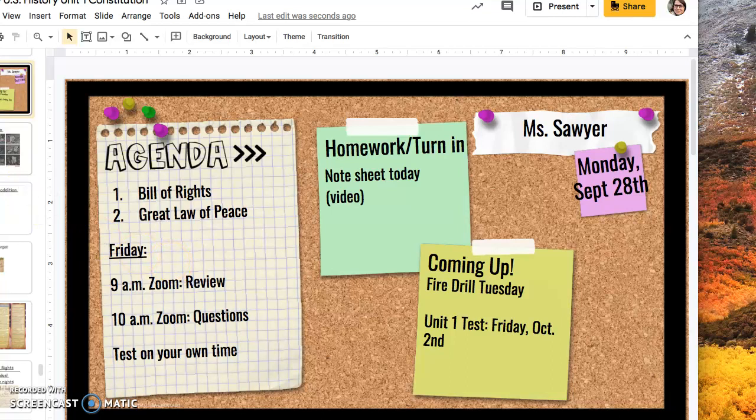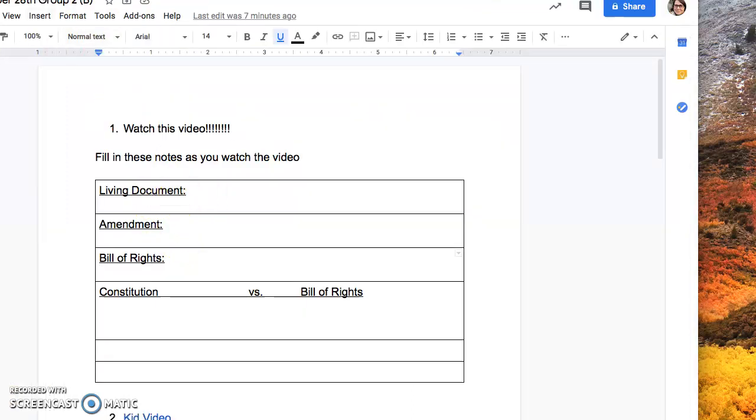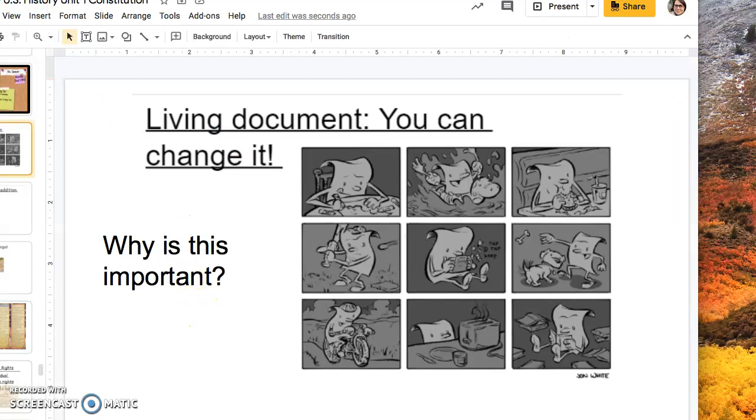You should have made yourself a copy, but I'll give you a paper copy tomorrow. So let's get started. You learned on Friday a little bit about the Constitution being a living document, so go ahead and write the definition in that box. Again, pause whenever you need to. It's a living document, which means you can change it. We can add on to it.